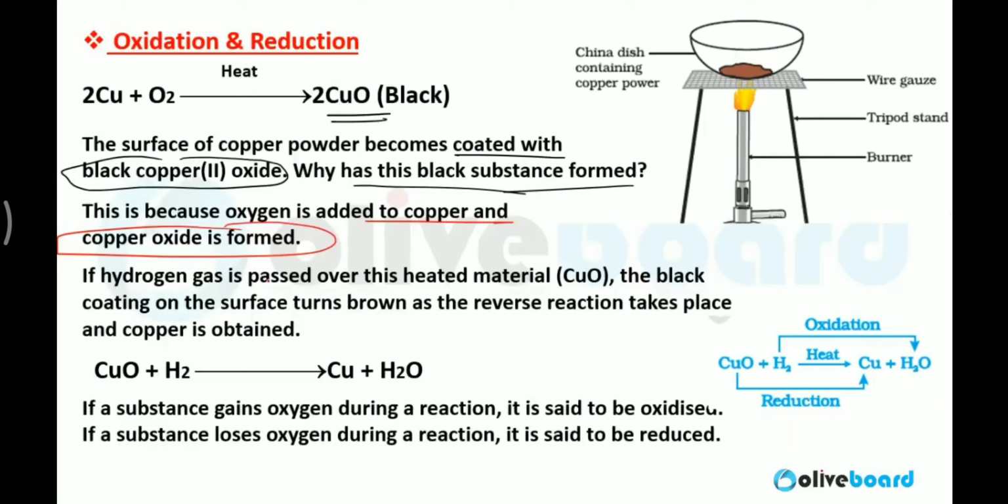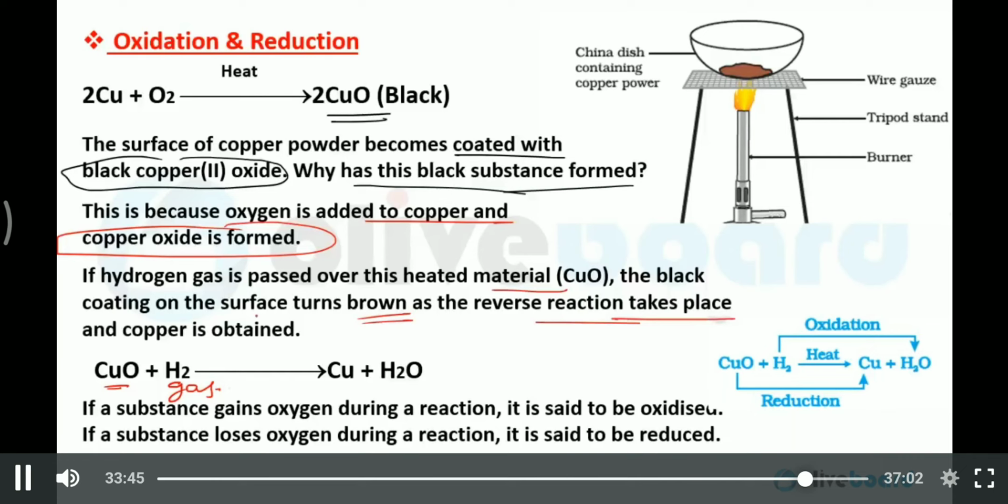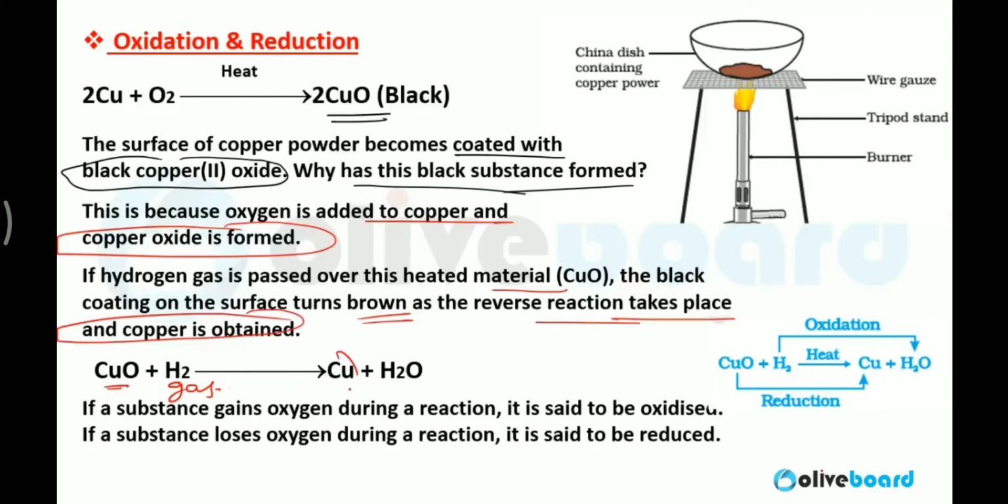If hydrogen gas is passed over this heated material, that is copper oxide, okay, this copper oxide and this is hydrogen gas, the black coating on the surface turns brown as the reverse reaction takes place, and again you will get copper.